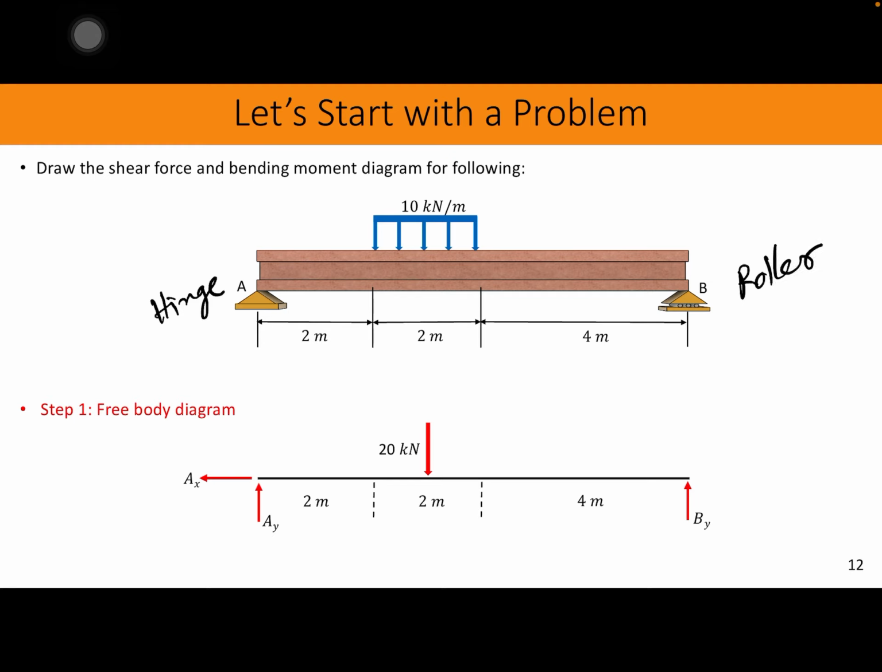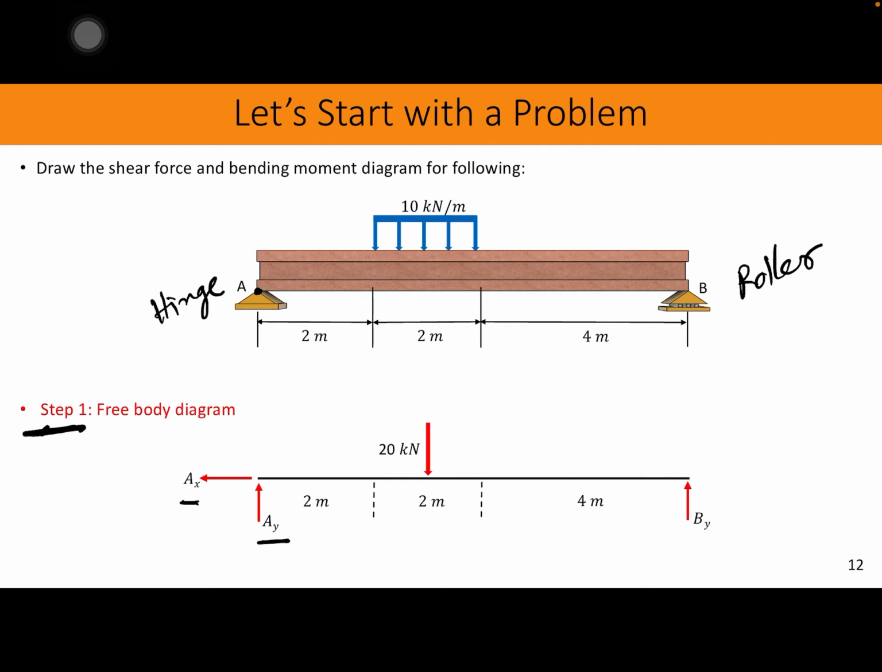If we take a look at this beam and draw the free body diagram, which is the first step, then at point A there are two forces. One is AY, vertical, and the horizontal is AX.